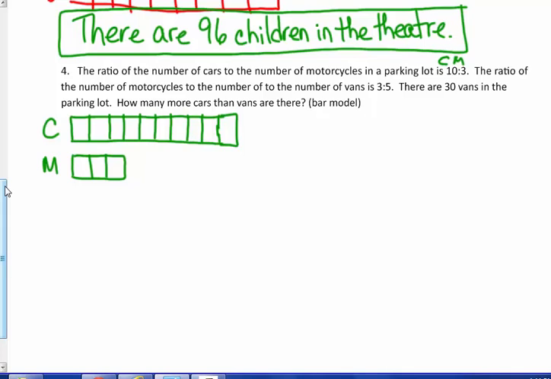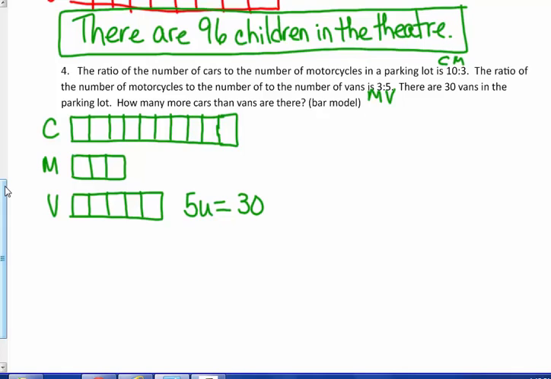The number of motorcycles to the number of vans, motorcycles comes first, is 3. Oh, it's 3. And the vans is 5. 3 to 5. So I already have 3. So I need to make 5 representing the vans. So now I've modeled all of the English and the numbers in the picture. There are 30 vans in the parking lot. 1, 2, 3, 4, 5 bars or 5 units represents 30 vans.